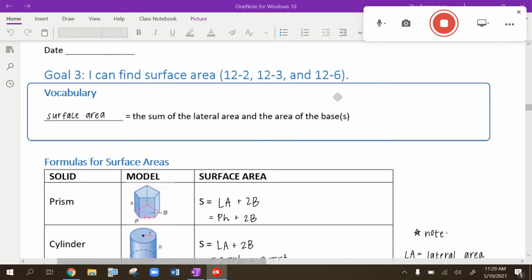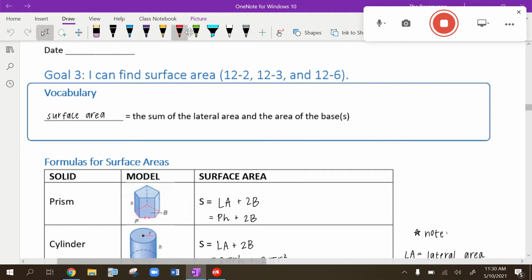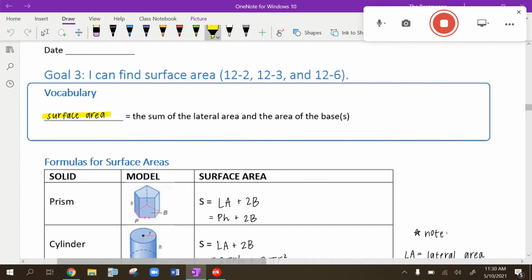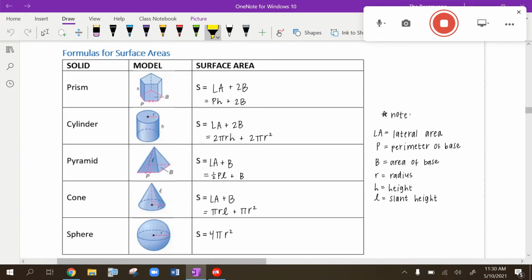Hi everyone! Today we're talking about surface area of different three-dimensional shapes. Just so you know, the surface area is the sum of the lateral area and the area of the base or the bases, depending on how many there are. So here are your formulas for surface areas.